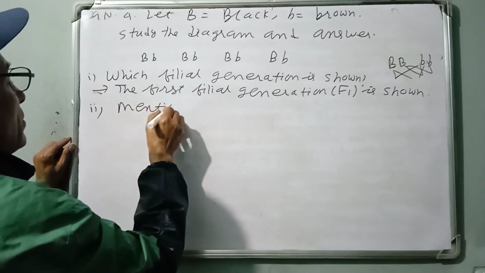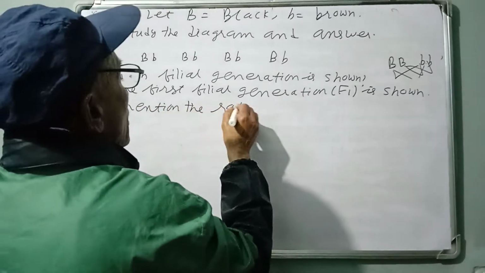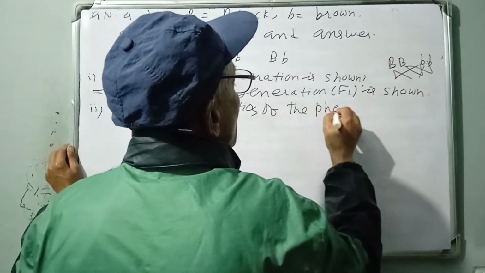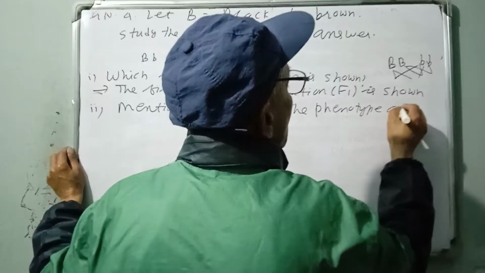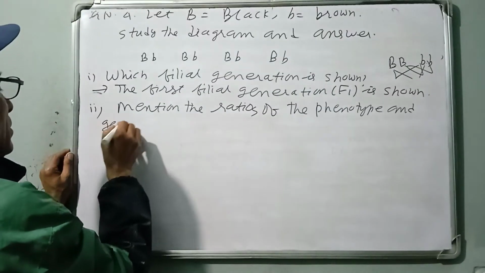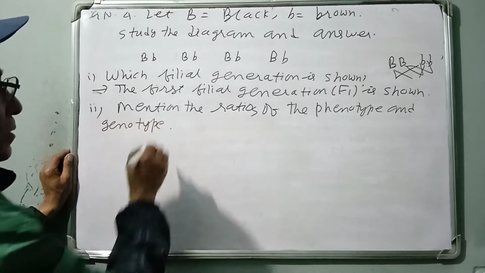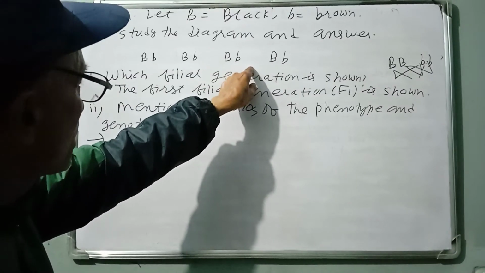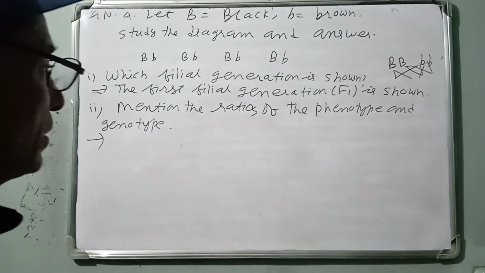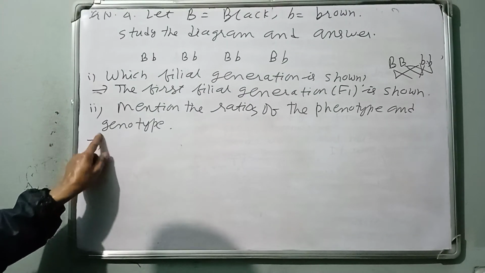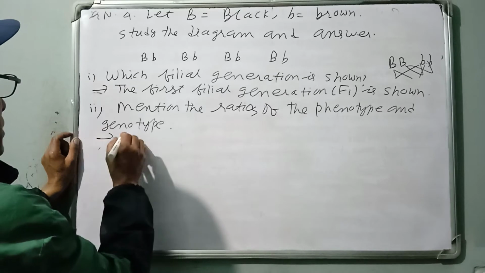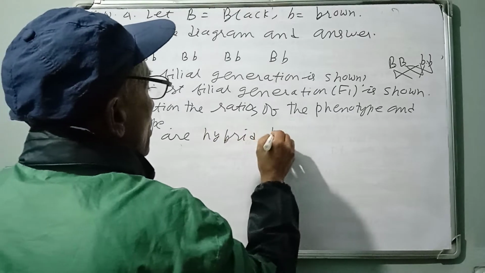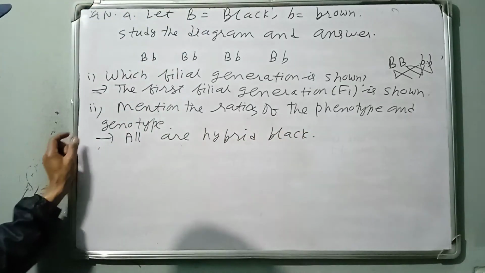Mention the ratios of phenotype and genotype. What is the ratio? See, all are hybrid. In this case, we cannot say all are hybrid tall. Here, all are hybrid black.